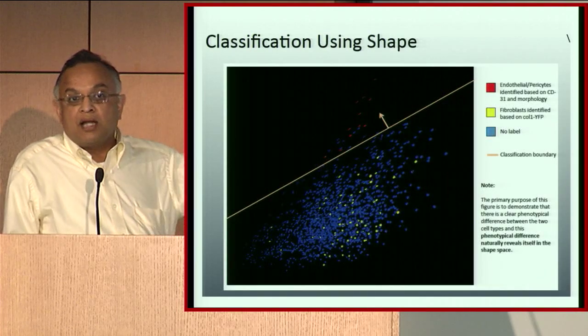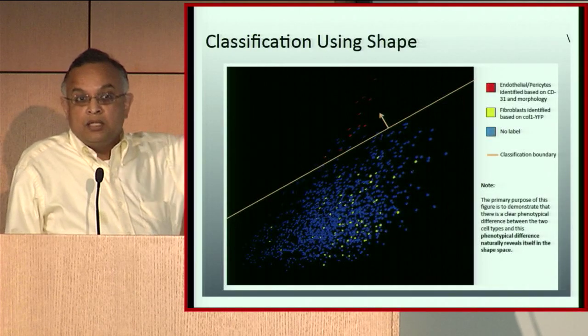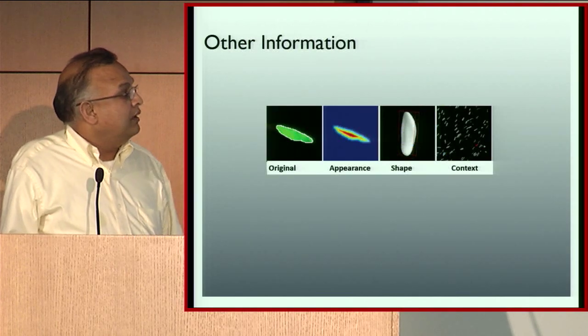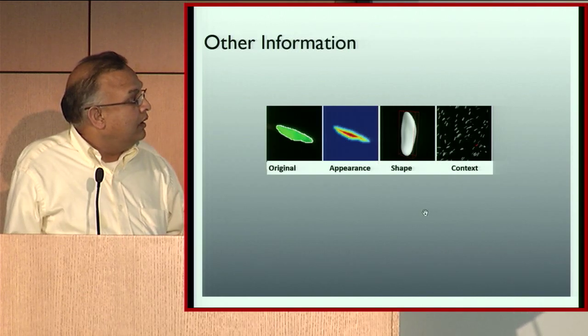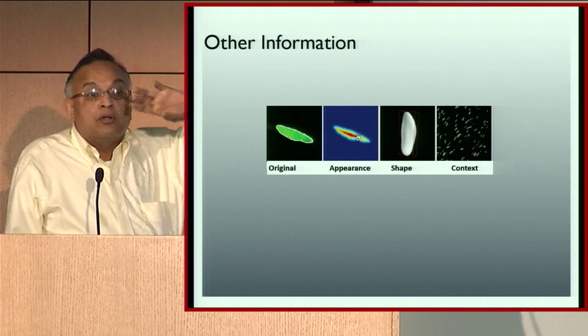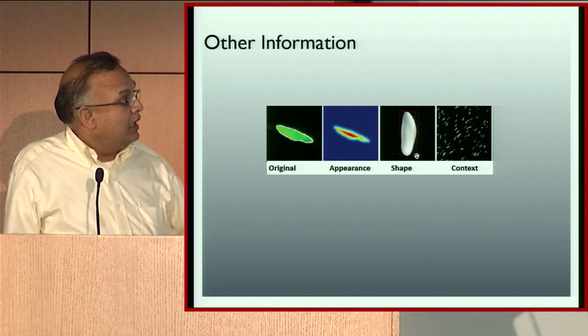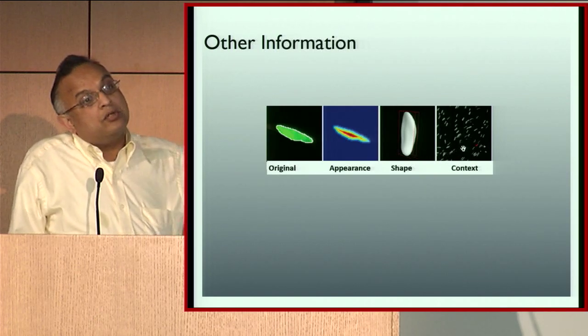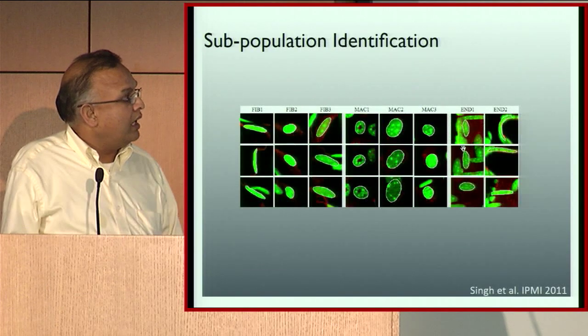Then, of course, you can start classifying shapes using these descriptors, and not only just shapes. You could bring in the actual chromatin content, and in addition to the chromatin content, of course, you can use the shape and the context too, where these different nuclei are present.